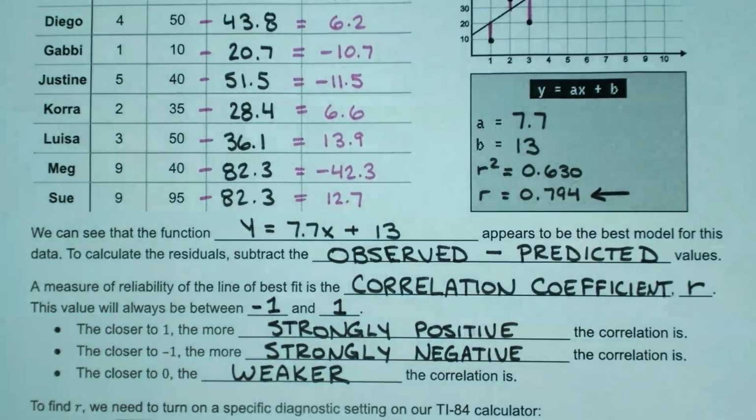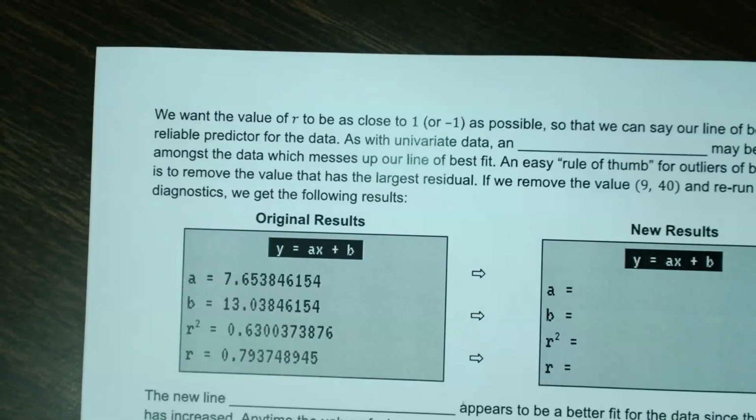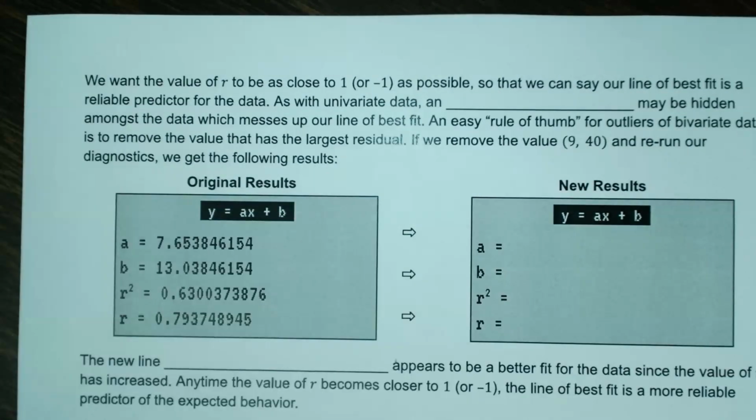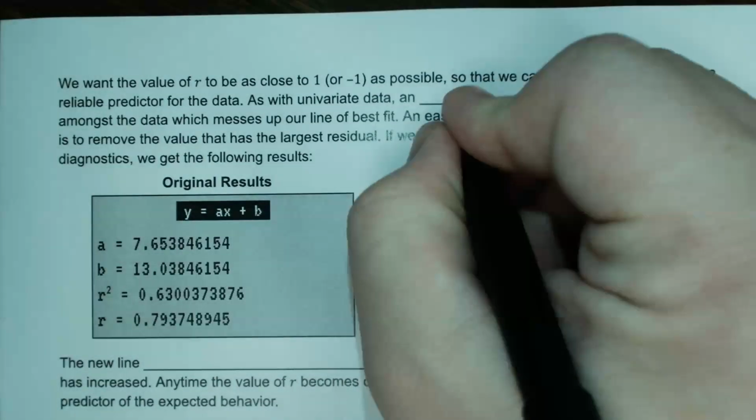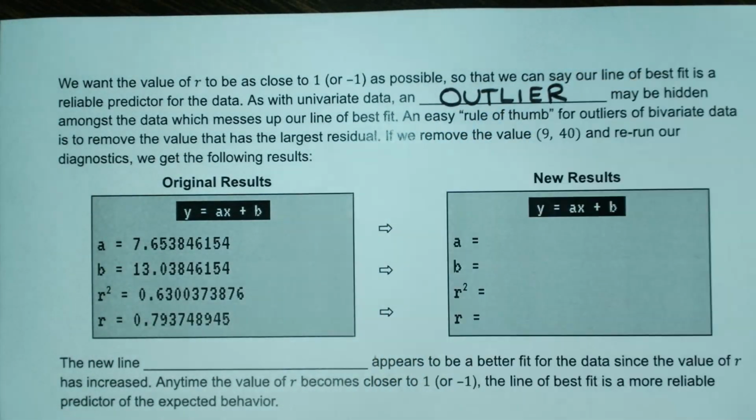So one of the things that I mentioned is that Meg, weird little Meg, she studied for 9 sessions, but she only made a 40. Looking at the scatter plot, she's way away from that line. So looking at the back of our paper, just like with univariate data, we could have an outlier.